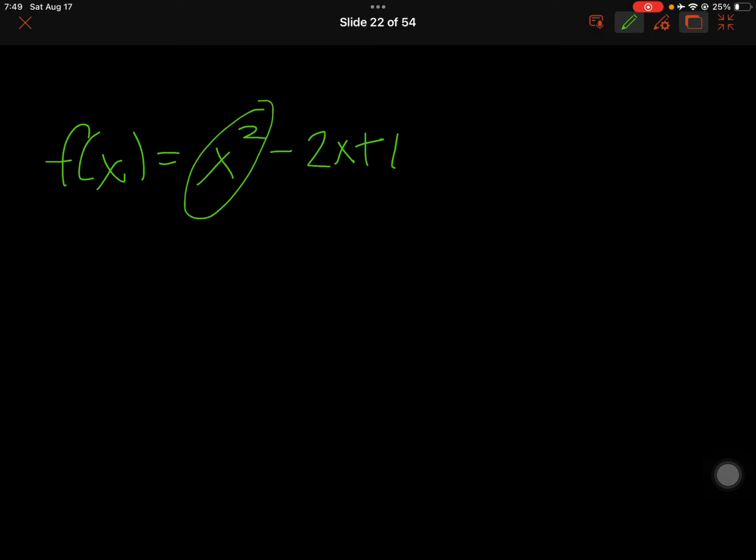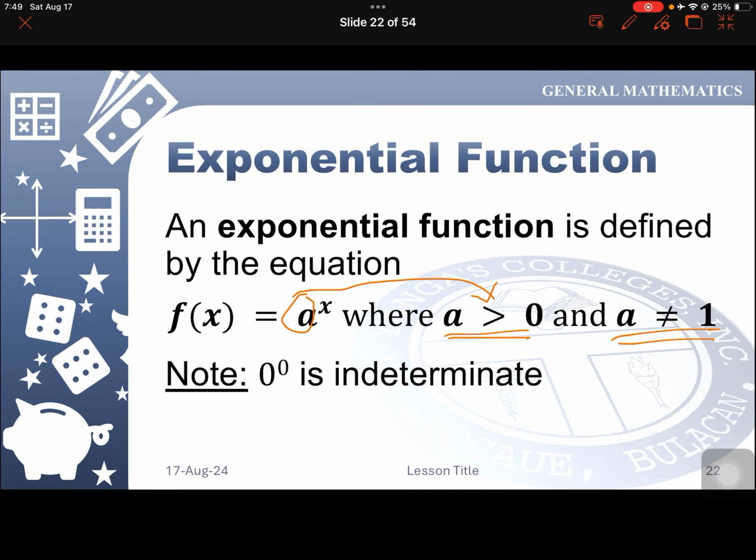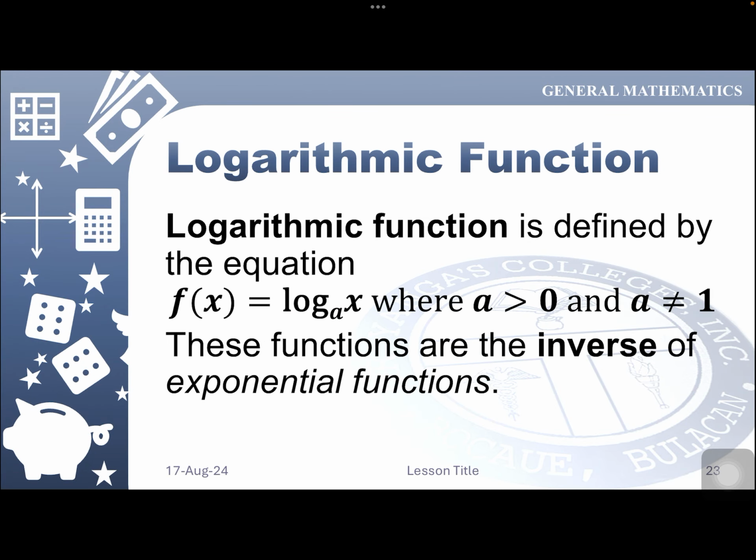And this one is actually the one that we have discussed earlier, which is called a quadratic function, because it has degree 2. Let's proceed with another one.